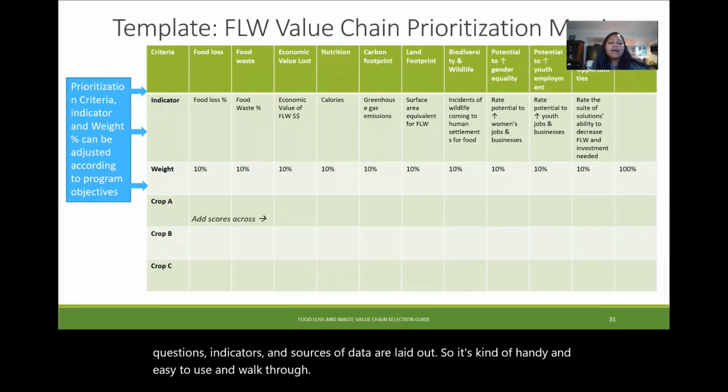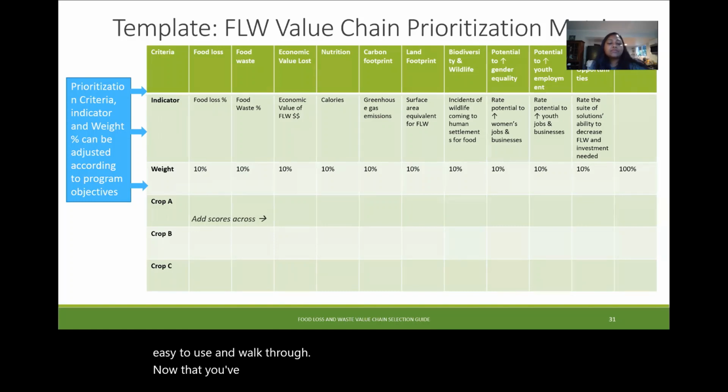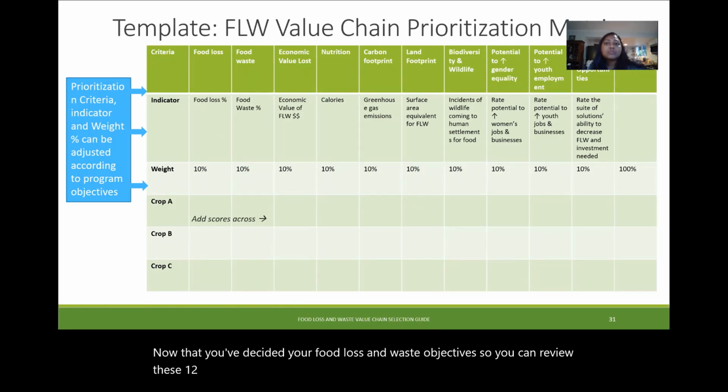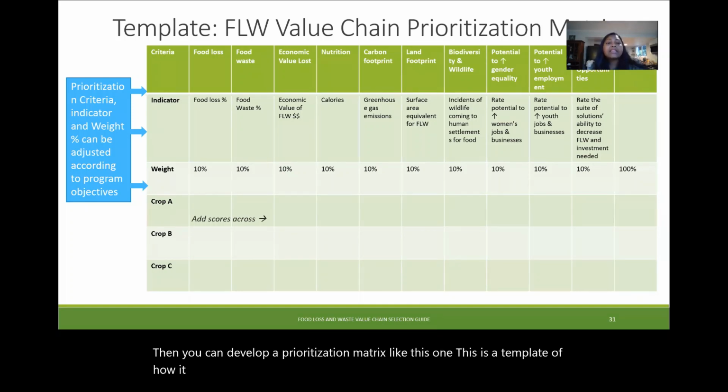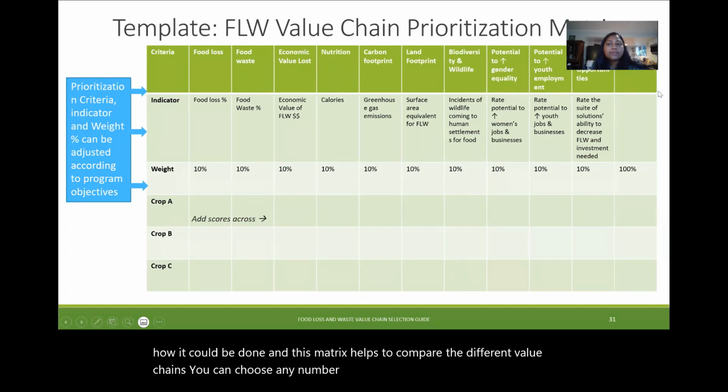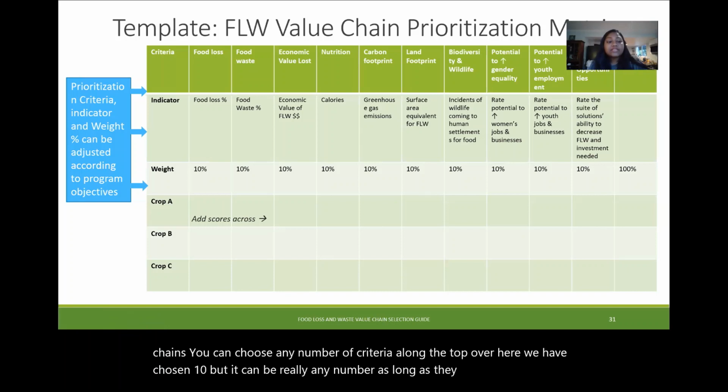So now that you've decided your food loss and waste objectives, you can review these 12 criteria and choose the ones which are most aligned with your objectives. Then you can develop a prioritization matrix like this one. This is a template of how it could be done. And this matrix helps to compare the different value chains. You can choose any number of criteria along the top over here. Here we have chosen 10, but it can be really any number as long as they align with all of the objectives that you have.